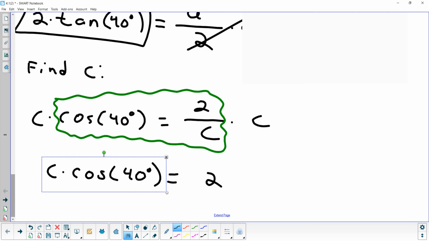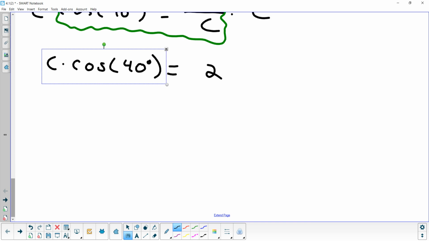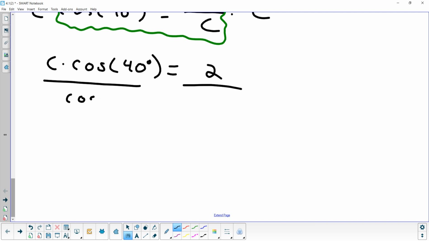So how about Mateo? How would I put this cosine 40 on the other side? Well, what's preventing the C from being by itself? The cosine 40. And what operation are we doing between the C and the cosine 40? Multiply. So what operation cancels out multiplication? Divide. Yep, so we're gonna divide. And what would you divide each side by to get rid of what's next to the C? Divided by cosine 40.